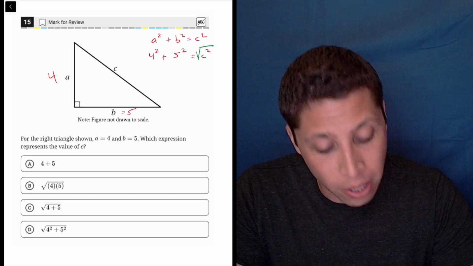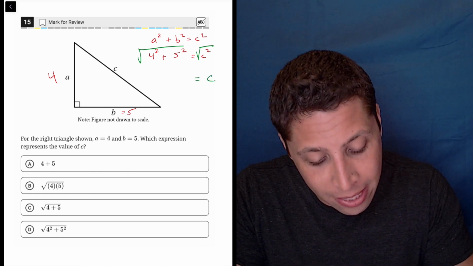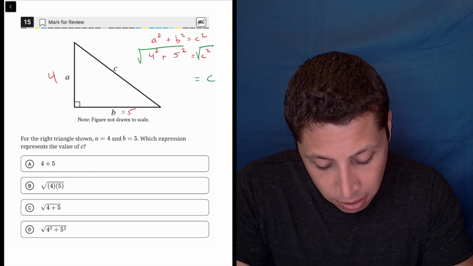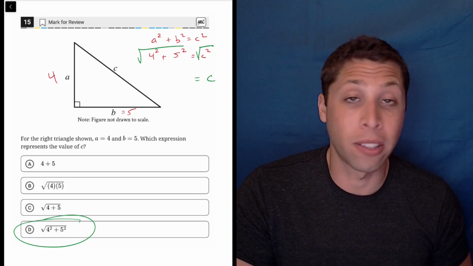So there you go. Let's take the square root of that side, square root of this side. That's going to get c by itself. And we don't need to do anything else. We see that answer choice is right here in D, 4 squared plus 5 squared.